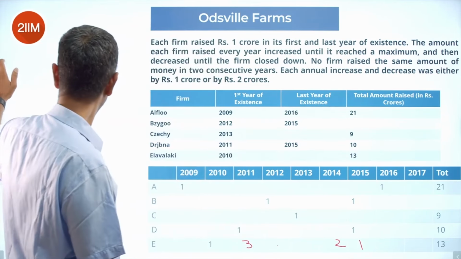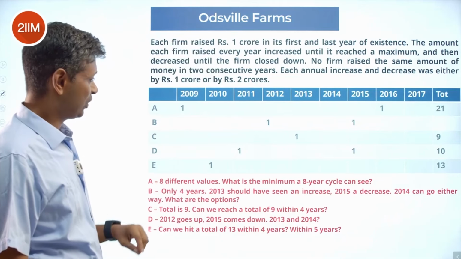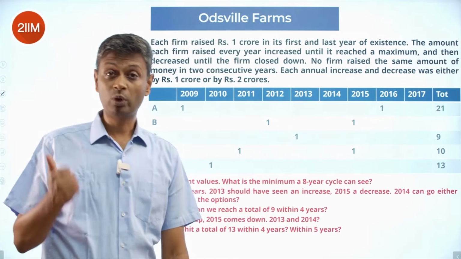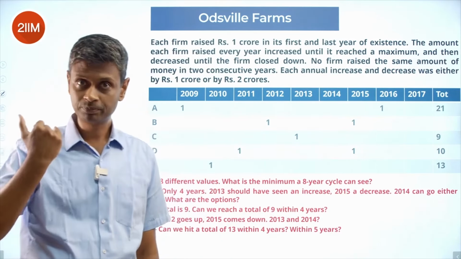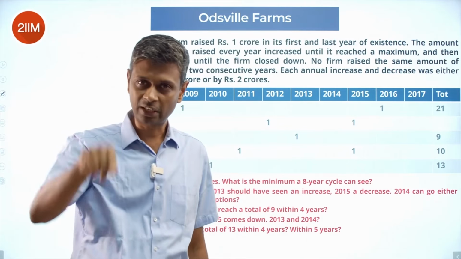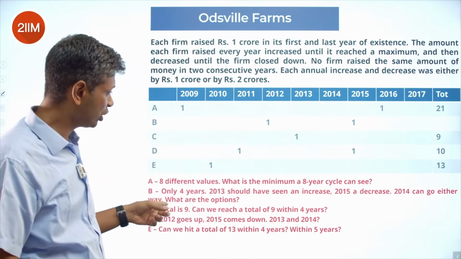I'm going to do a very quick recap. 8 different values. What is the minimum 8-year cycle? 1, 2, 3, 4, 5, 3, 2, 1. And that adds up to 21. That's the cycle we're thinking about. Only 4 years.